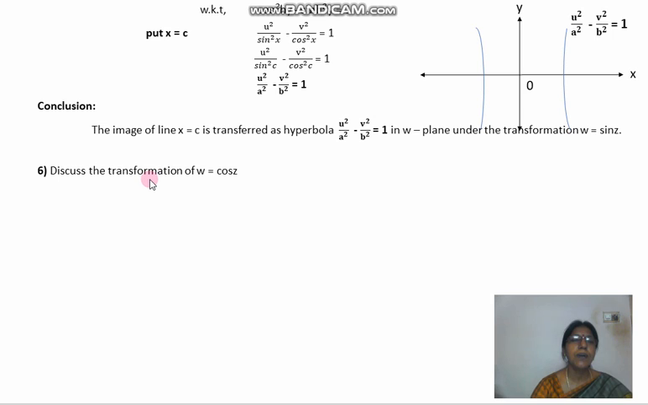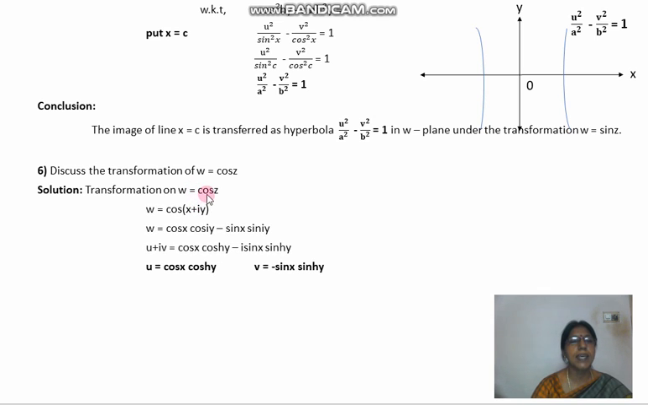Here also we have given the transformation only. Take the example. Transformation, what is transformation? W is equal to cos z. In place of z you put x plus iy as usual in the previous problem. Now W is equal to cos(x plus iy).